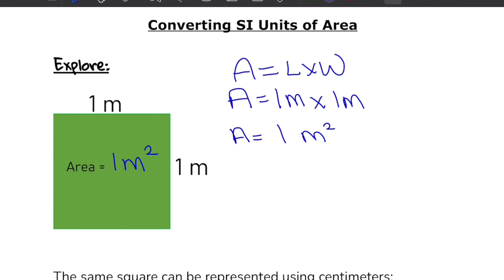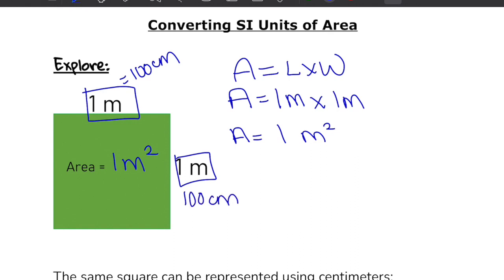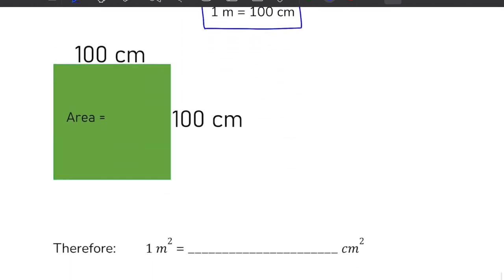Now, we're going to do the same thing, but with centimeters. And the fact that we need to remember is 1 meter is equal to 100 centimeters. So this value here is equal to 100 centimeters, and this value is equal to 100 centimeters. Keep in mind, we're not changing the size of our square. We're just writing the lengths differently. So here I have the same square, but instead I'm using centimeters, and I'm going to calculate the same area for the same space.